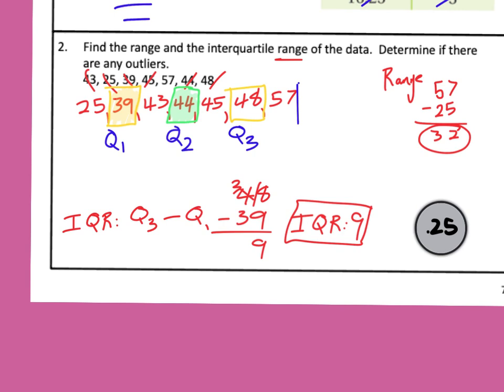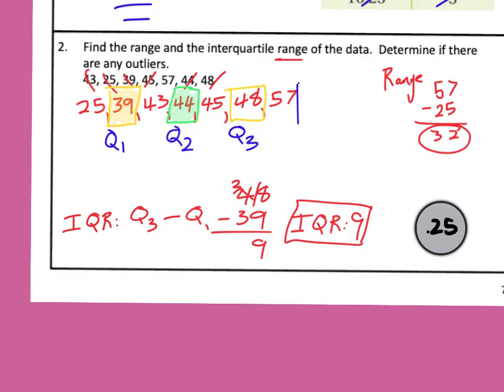So what is that saying? Why do we need to know our interquartile range? Well, an interquartile range says that on average, there's 9 in each quarter. So that's really what it's telling us. Again, when you hear the word quartile, think quarters.